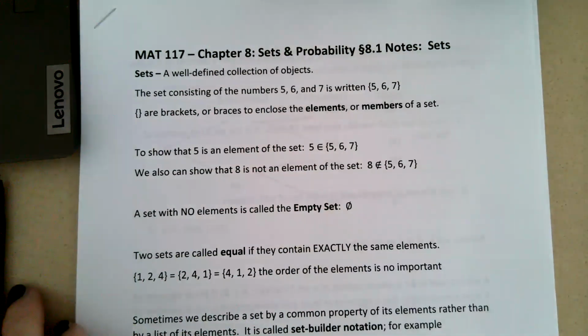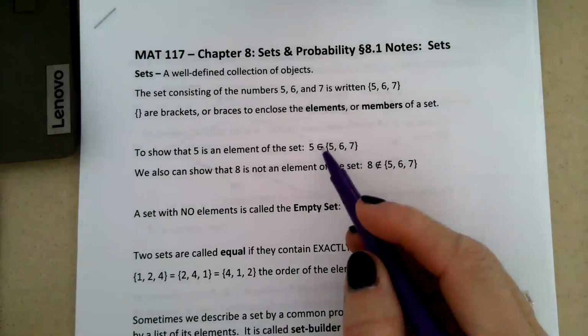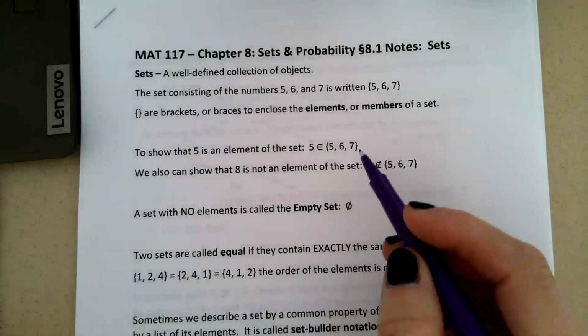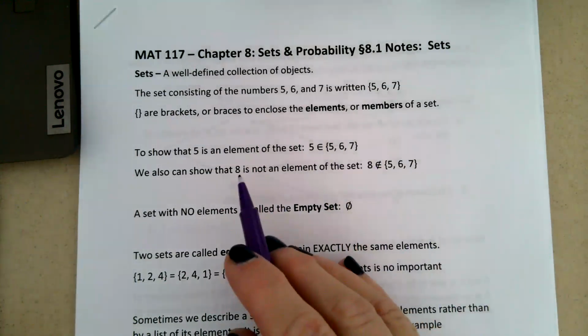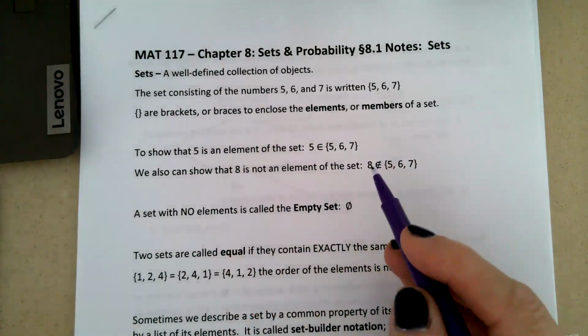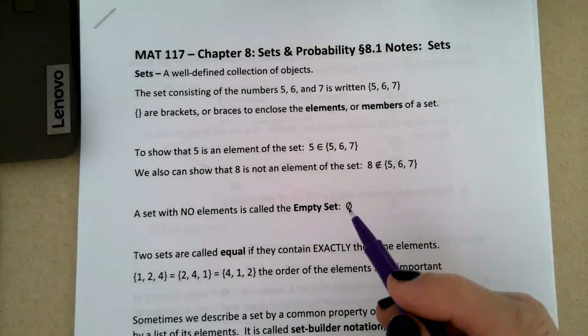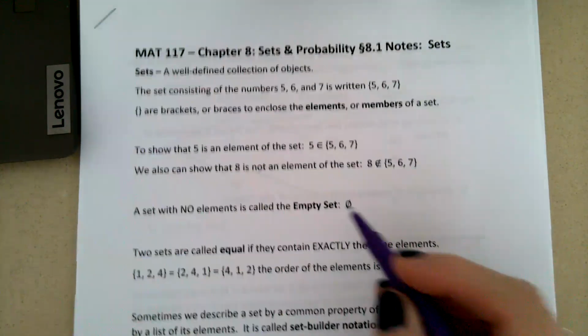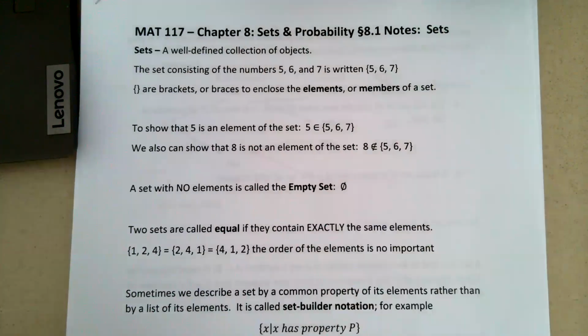To show that 5 is an element of the set, we're going to say 5, and then it looks like this E symbol, but it's kind of more rounded. 5 is an element of {5, 6, 7}. And we can see that 8 is not an element of {5, 6, 7}, so we'll draw a line through it. A set with no elements is called an empty set, which is a 0 with a line through it.